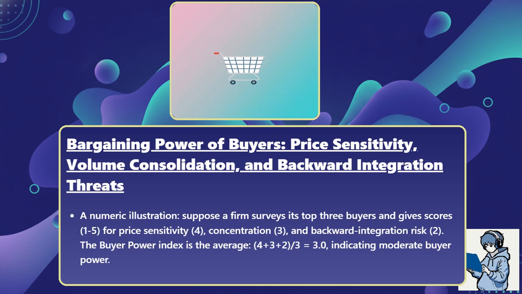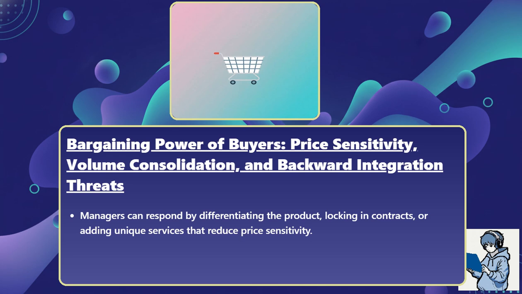A numeric illustration. Suppose a firm surveys its top 3 buyers and gives scores 1 to 5: price sensitivity 4, concentration 3, and backward integration risk 2. The buyer power index is the average. 4 plus 3 plus 2 divided by 3 equals 3.0, indicating moderate buyer power. Managers can respond by differentiating the product, locking in contracts, or adding unique services that reduce price sensitivity.